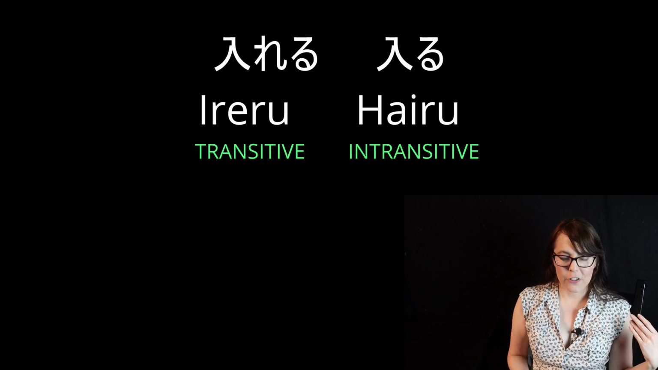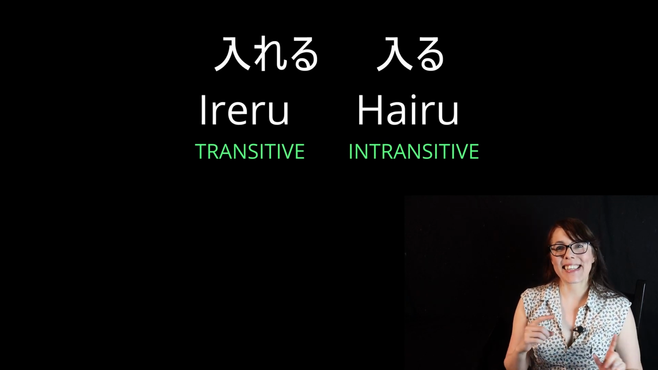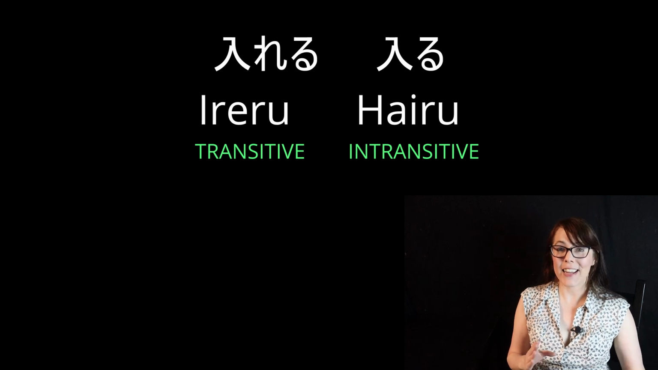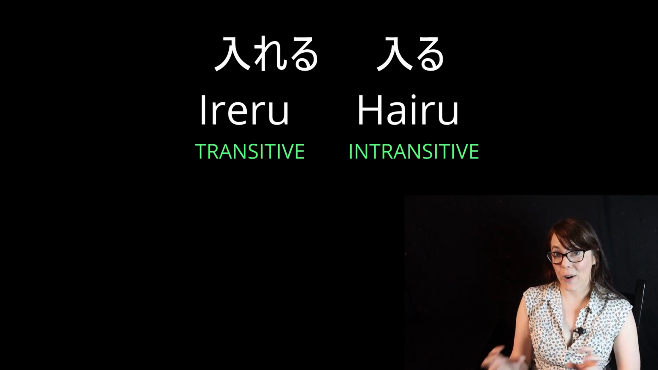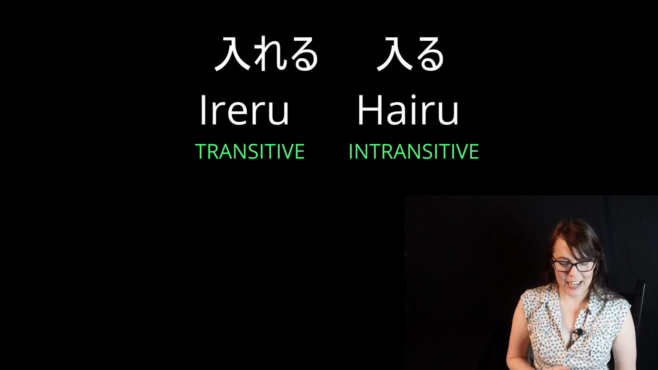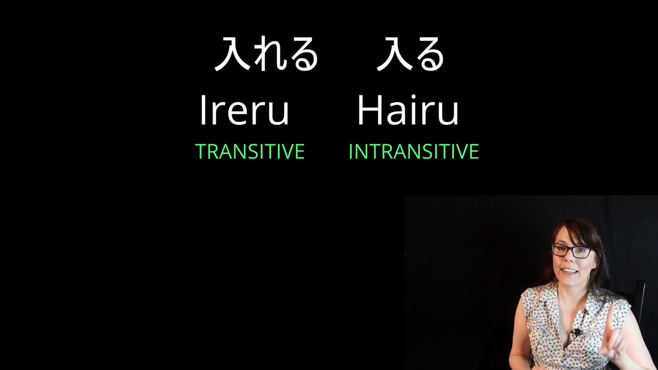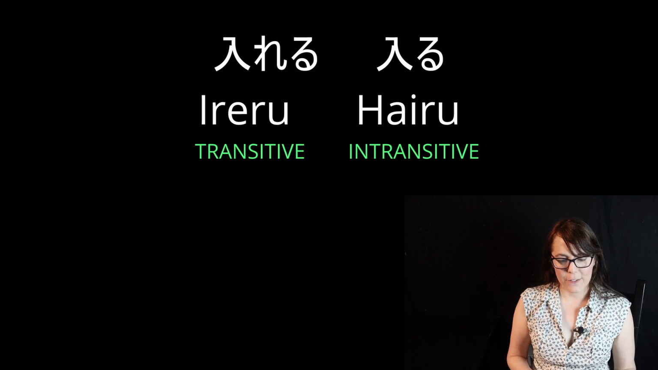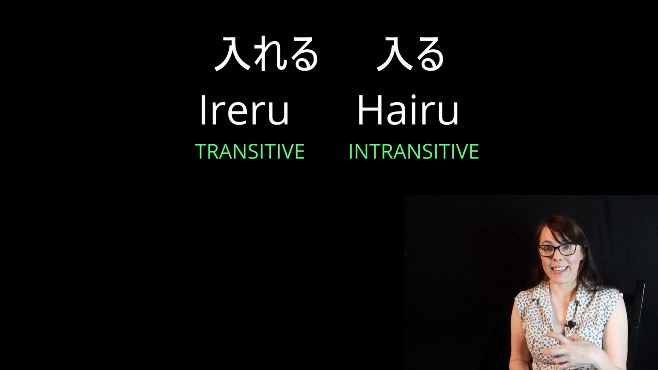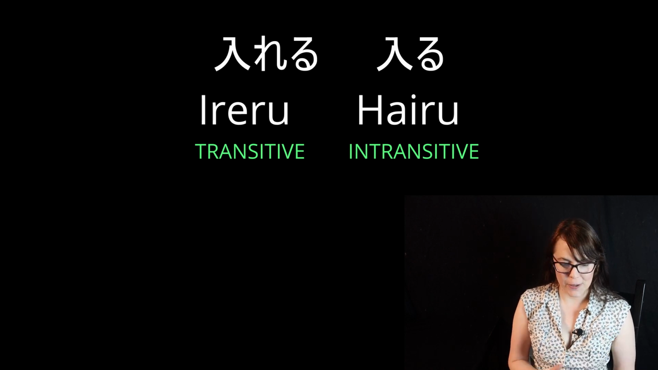Here's another one, ireru versus hairu. So this is very different. The kanji's the same though. And if you look, the okurigana that come right after that kanji are slightly different. Ireru has that re hiragana character in there. That's what tells you it's supposed to be pronounced ireru. Versus hairu, it's just ru at the end. It's not ha-i-ru. The hai part is in the kanji.